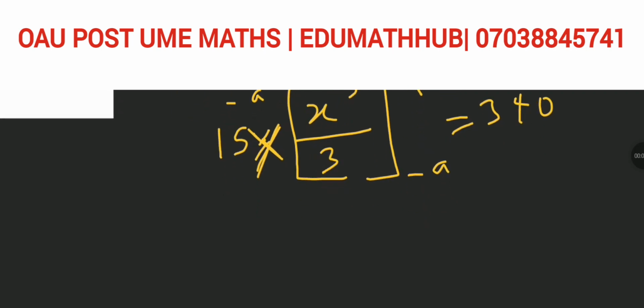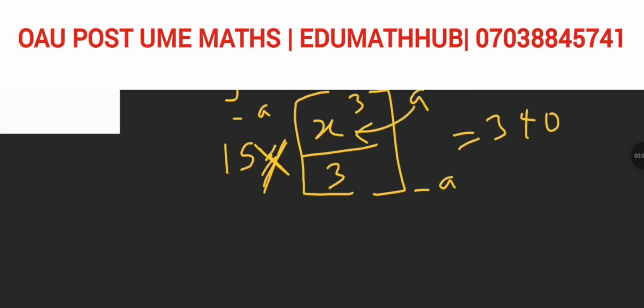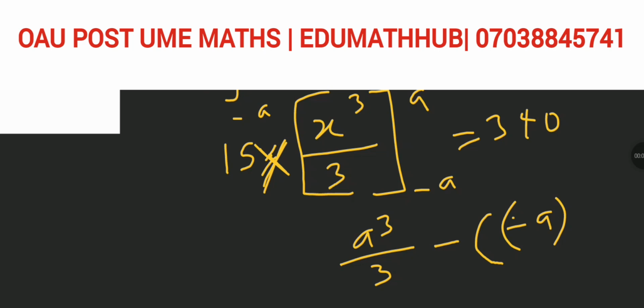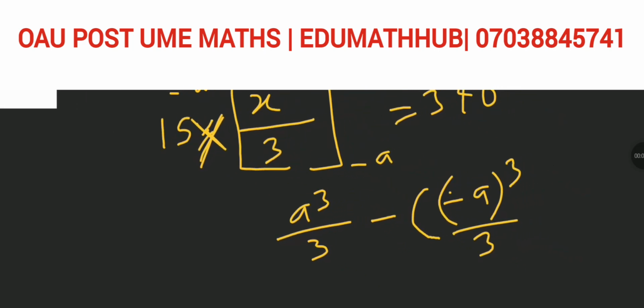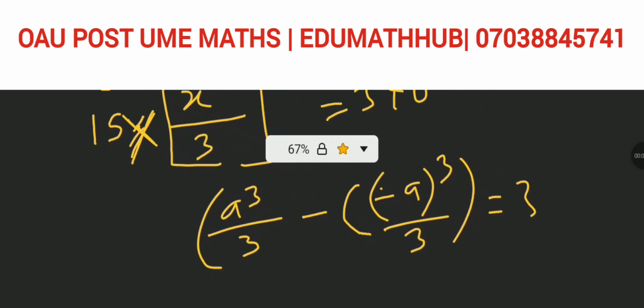we come into this part here. So you will get a raised to power 3 over 3 minus, open a small bracket, then put in my negative a now, negative a raised to power 3, then I'm dividing by 3 again. So everything here should be equal to 3430. Don't forget 15 is still in front here.